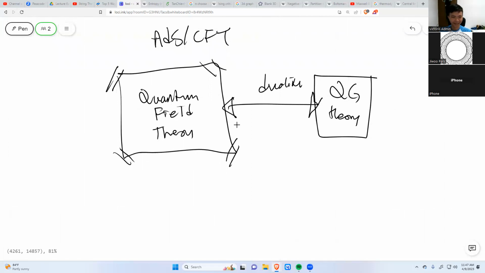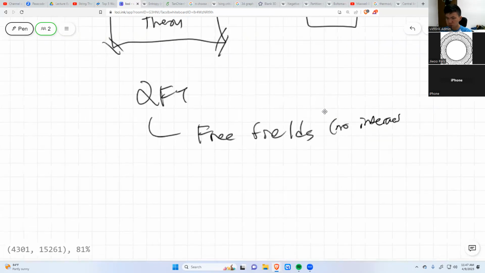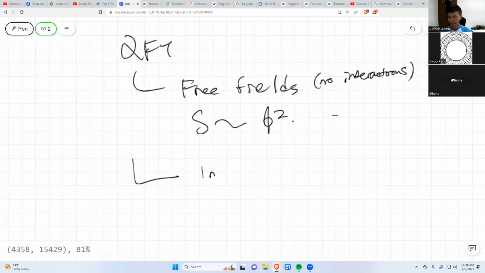But the thing is you have a quantum field theory. So you can consider that you have free fields, and free fields are those without interactions. In other words, the action is basically harmonic. And then you have interacting QFTs.